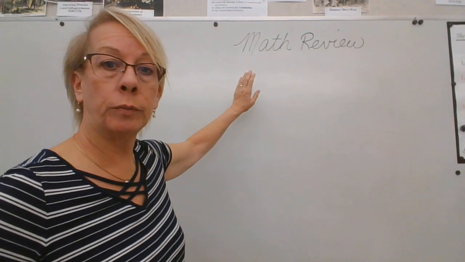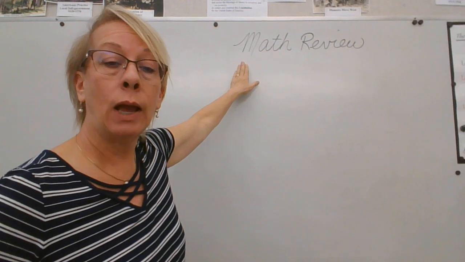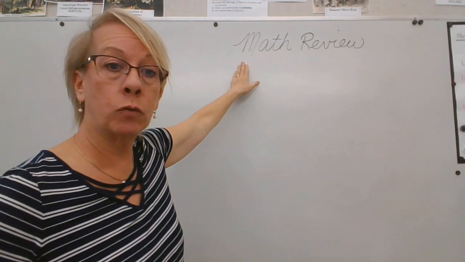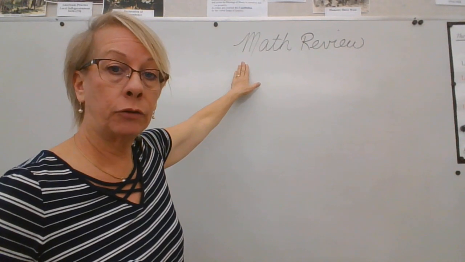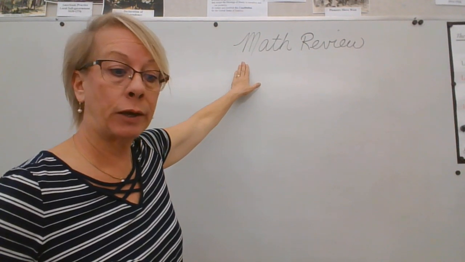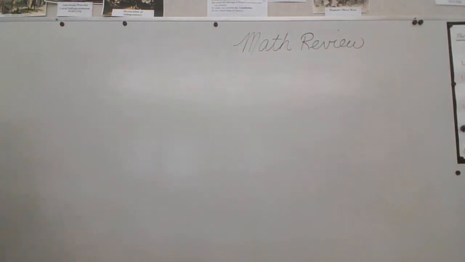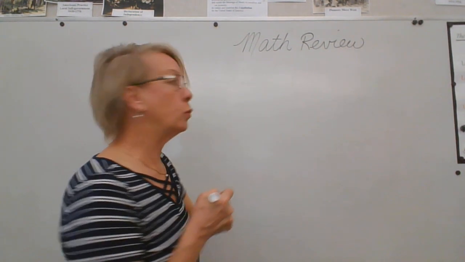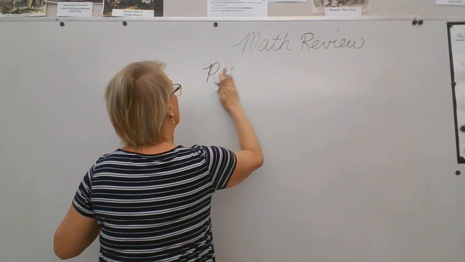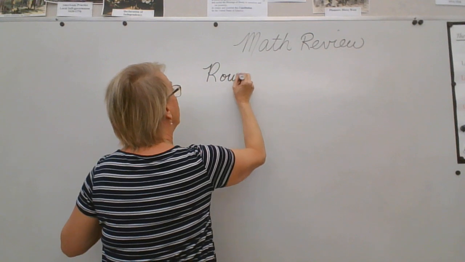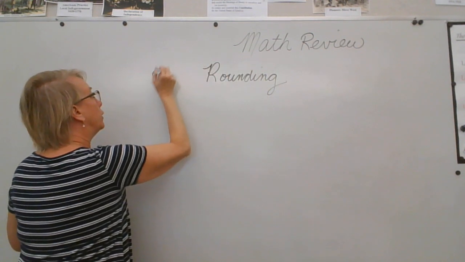Yesterday's video was about place value. You should have written at the top of your page, math review, and put yesterday's date, the 14th, 9/14/20, as the date for the place value lesson. This lesson now is on rounding. So you should write rounding, and to the side of it, write today's date.